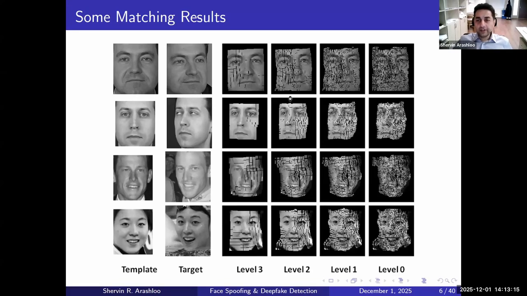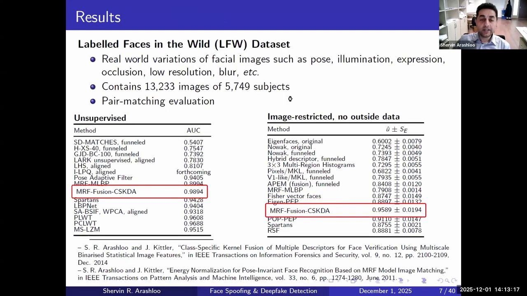One of the widely used data sets for in-the-wild face recognition is called Labeled Faces in the Wild. It incorporates all of the previously mentioned variations for face images, and includes more than 13,000 images and more than 5,700 subjects. There are different protocols on this data set.